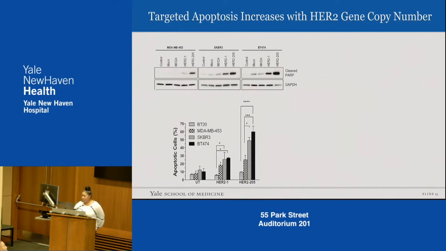So now we can say that we were able to create TFOs that increased the amount of DNA double-strand breaks in a copy number dependent manner. But the question was, can we then activate apoptosis because of this damage?